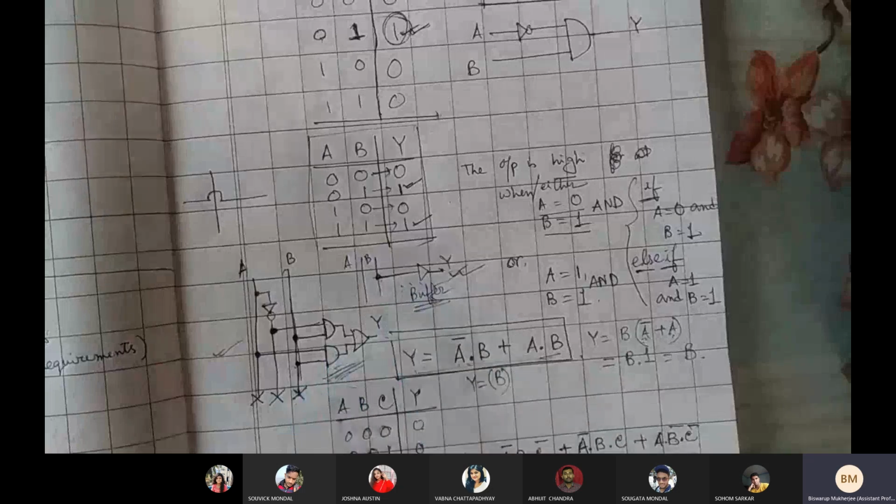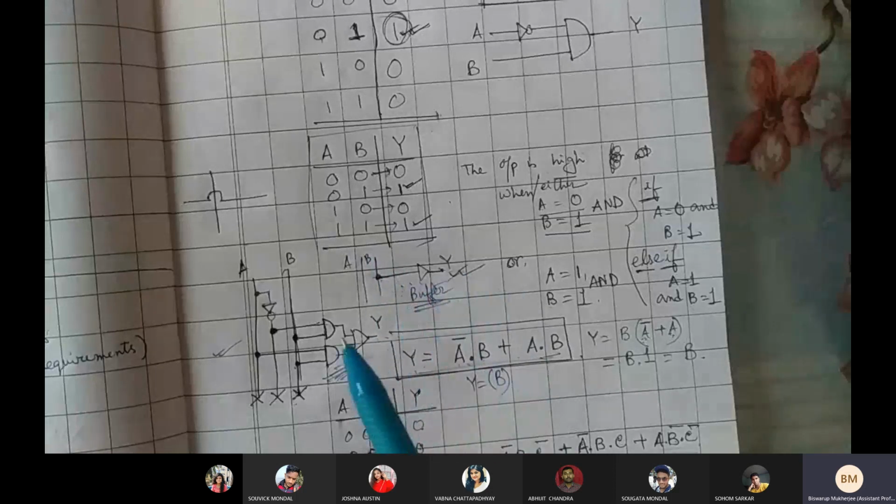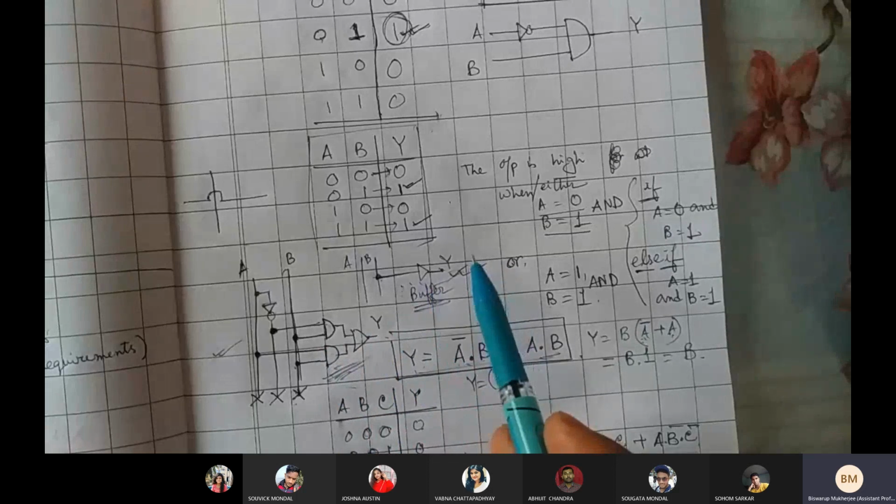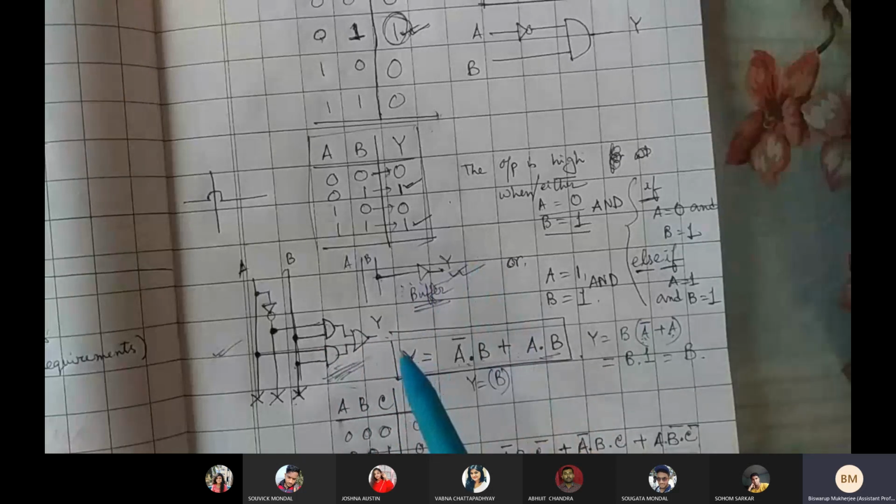So a designer should look for a circuit which is the optimum circuit. Both the circuits are producing the same output, but which one is optimized in terms of area, power, delay, as well as costing? This is the optimized one, right? So we should always move for an optimized circuit design, right? That is the main job of digital system design.